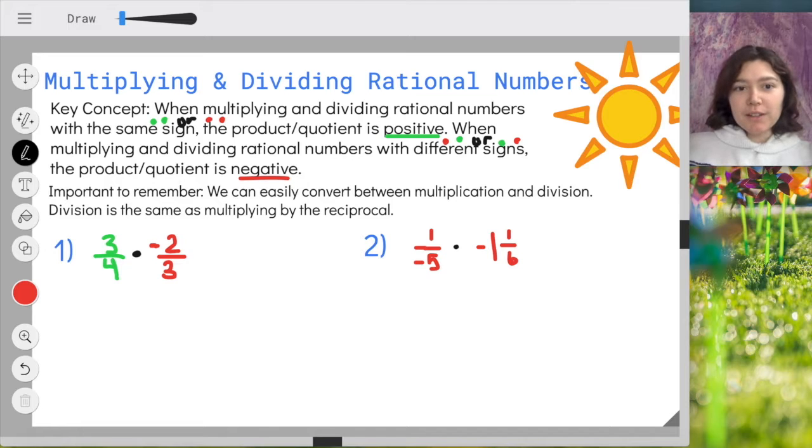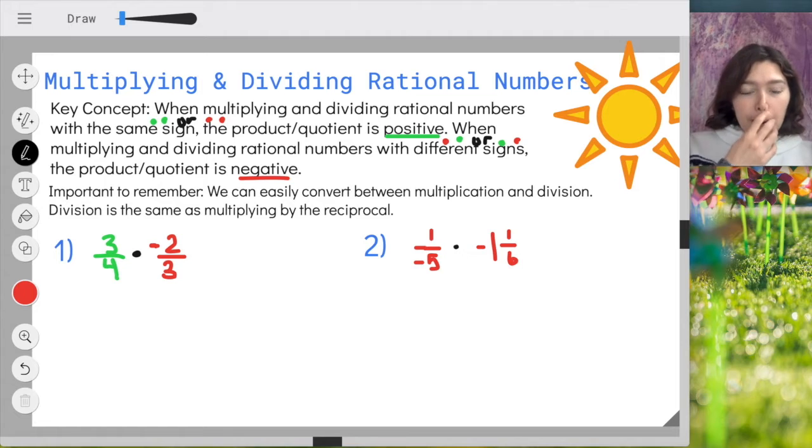So this is building on what we did recently with multiplying and dividing integers. It's really the same thing. More than anything, this video is going to review how to multiply and divide fractions, which is something you learned in 6th grade, but then also applying it when we have negative fractions.